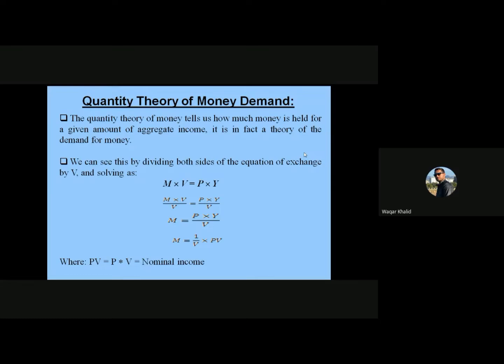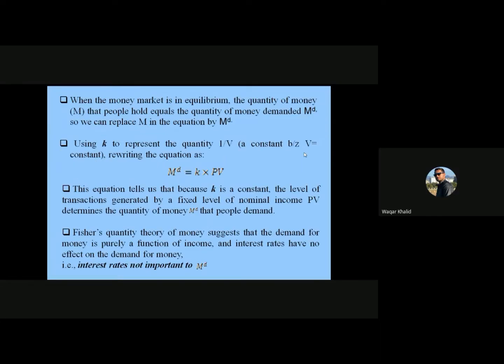Now we are dividing this equation by V on both sides. If you divide this equation by V on both sides, you get M is equal to P multiplied by Y, divided by V. And you know that V is a constant value. So 1 divided by V is a constant.